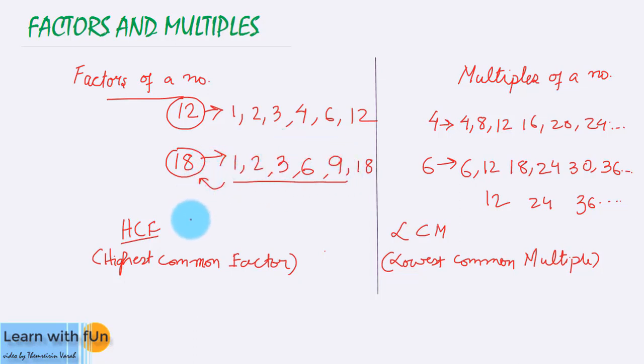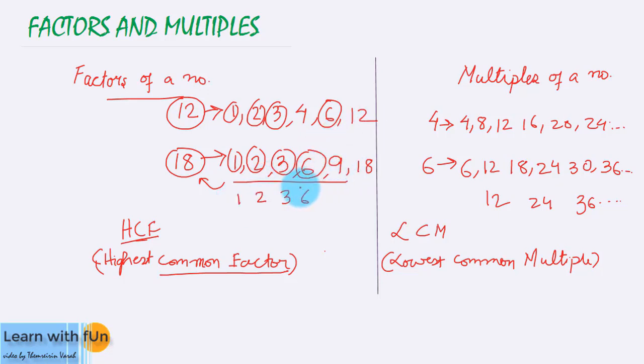Now, highest common factor. What we're interested in is the words common and highest. When we say common, we are going to find common factors between two numbers or more than two numbers. Let's take the example 12 and 18. What are the common factors here? 1 is a common factor, 2 is a common factor, 3 is a common factor, and 6 is a common factor. And among these common factors, the highest of them is 6. Therefore, we can say that the HCF of 12 and 18 is 6.